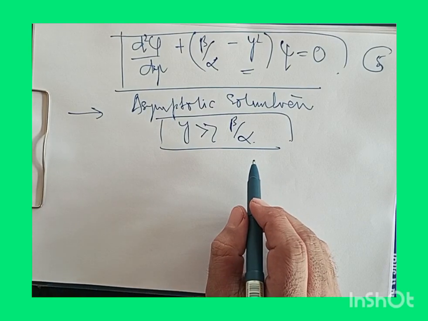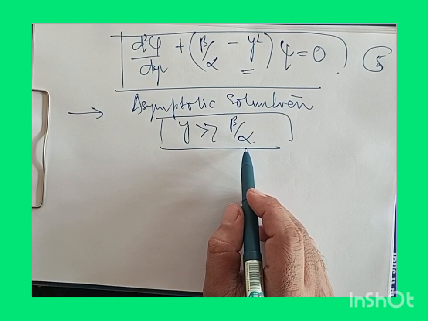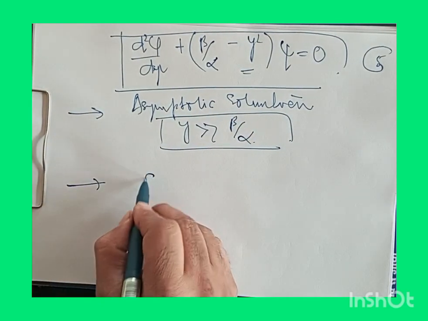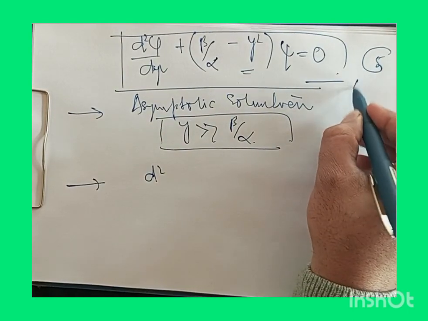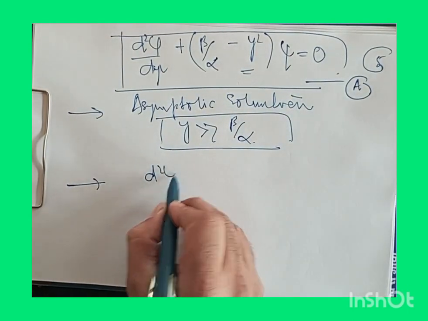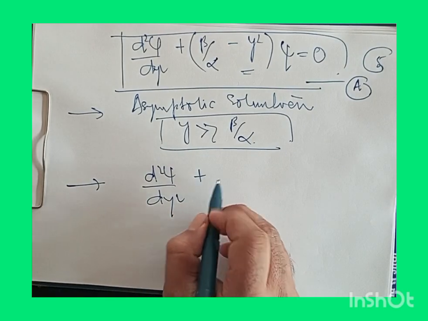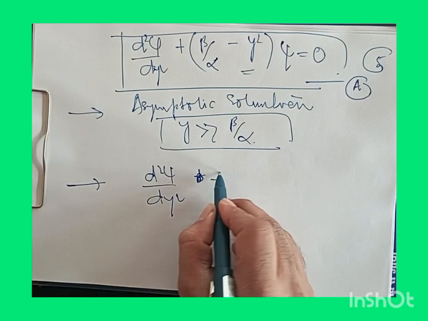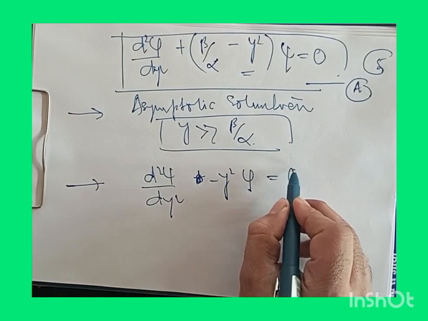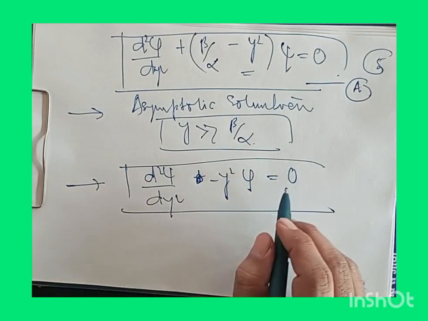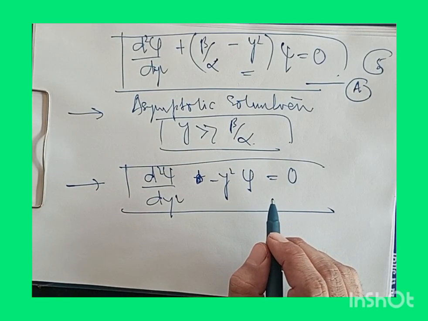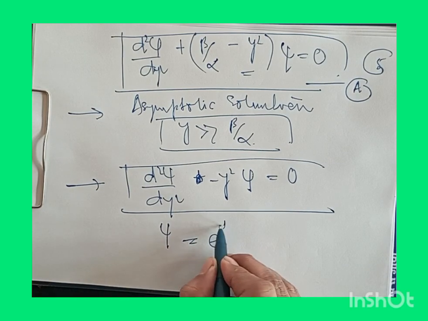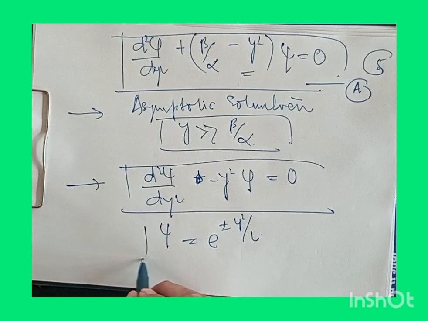And in this case, the term beta by alpha can be neglected from this equation. So I will call this equation A. What will be left is d2 psi by dy2 minus simply y square psi is equal to 0. And we can have its solution, psi equal to e to the power of plus or minus y square by 2.